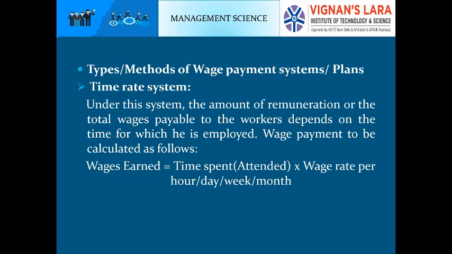The time rate system consists of a minimum wage guarantee. There is no importance of efficiency here. Why? Because only time spent counts. He may have worked with full satisfaction, or with more productivity or not. This is immaterial. We take only the time spent by the worker. So wage earned equals time spent into wage rate per hour, day, week or month. This is known as the time rate system. In India, the majority of organizations follow this system to determine the wage.